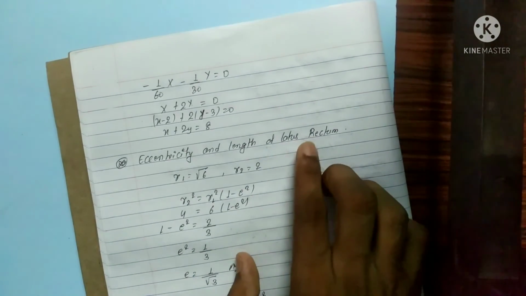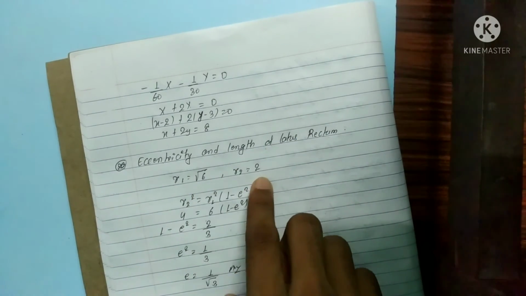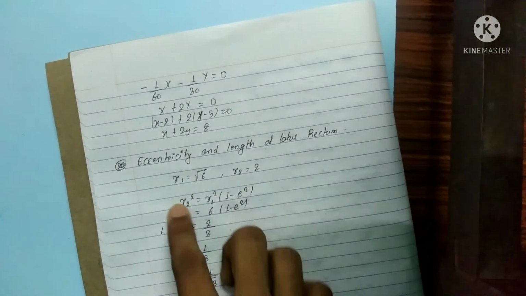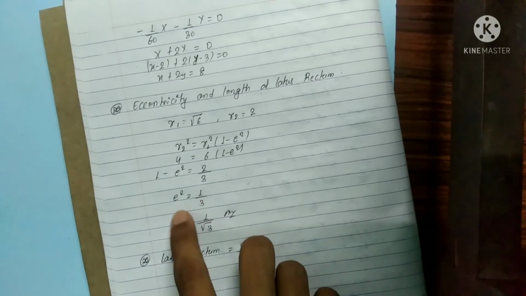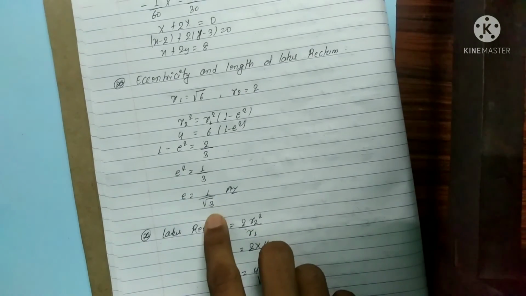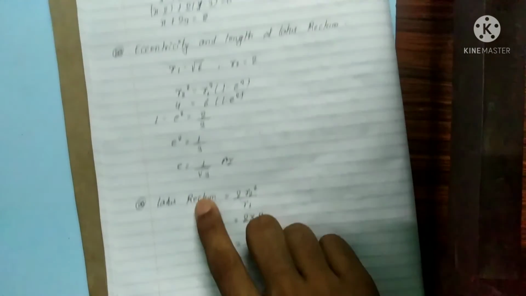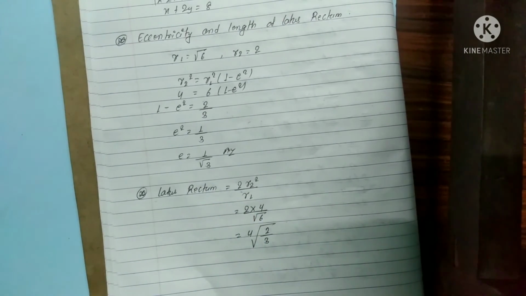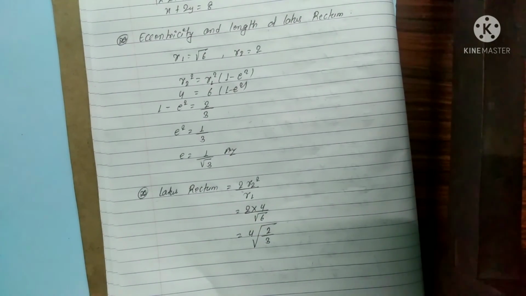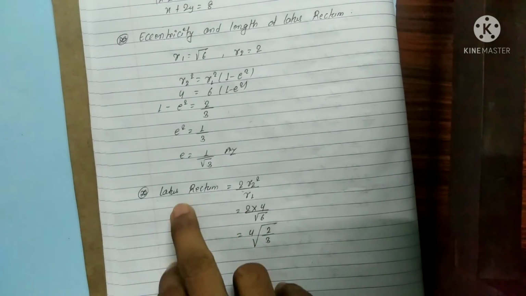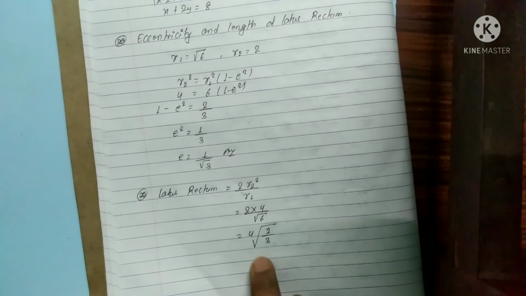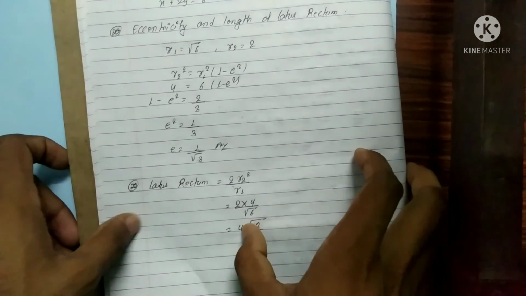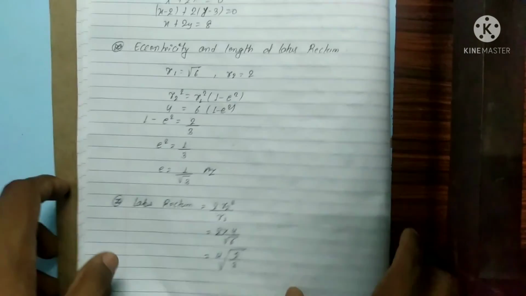Eccentricity and length of the latus rectum. R1 is equal to root 6 and R2 is equal to 2. That R2 whole square is equal to R1 whole square into 1 minus E square, and E square is equal to 2 by 3. E is equal to 1 by root 3. Eccentricity is equal to 1 by root 3. Length of latus rectum is equal to 2 R2 whole square by R1. Then the formula, latus rectum formula is 2 r2 whole square by r1. Now we find the latus rectum is equal to 4 root under 2 by 3.